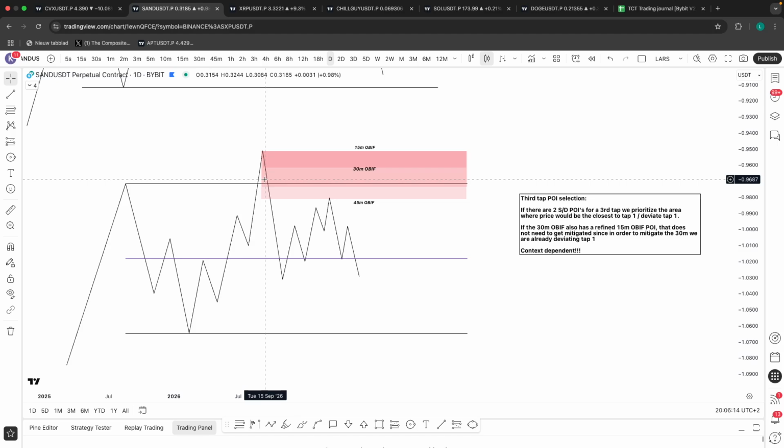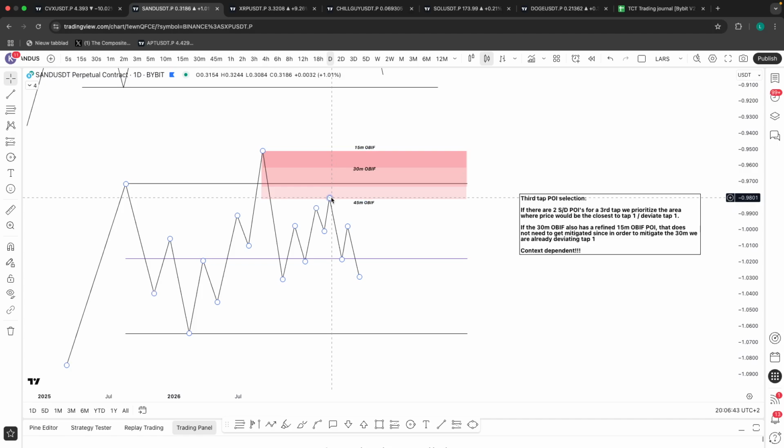So in this example, we have a 45-minute order block, where within that 45-minute block, we have the 30-minute block, and within the 30-minute block, we have a 15-minute block. We preferably want to prioritize the area where price will be the closest to tap 1 or a deviation of tap 1, which in this case, as a minimum, would be that 30-minute block.